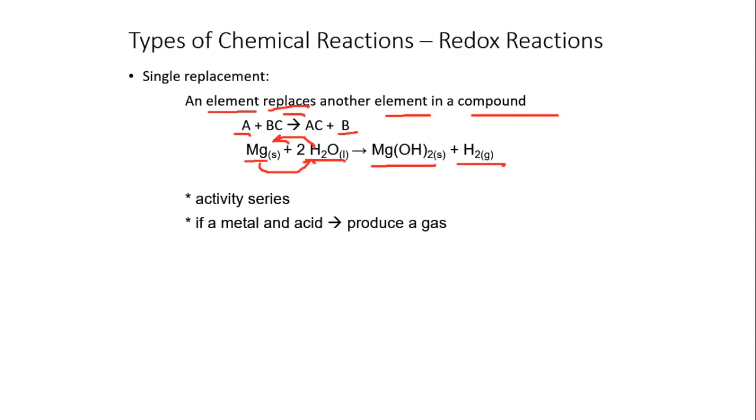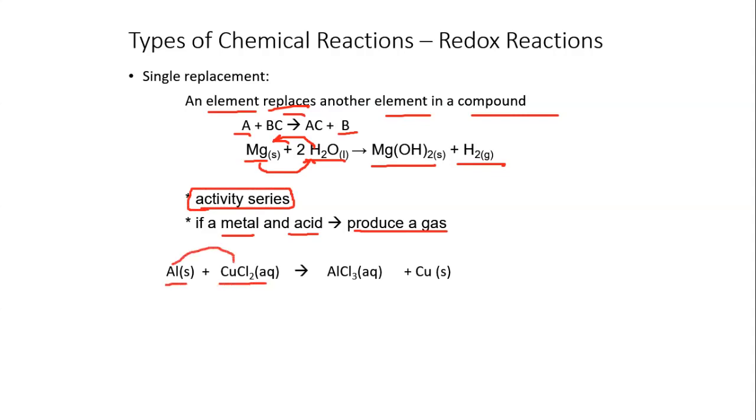Again, like I showed you earlier, when you have a metal and an acid, typically this is going to produce a gas, and it's usually hydrogen gas. Now, the way we know that a metal will replace another metal is based on the activity series. This tells you which elements are more active than others. So for example, if we take aluminum and put it in a solution of copper chloride, aluminum displaces the copper, and we form aluminum chloride and copper solid. Again, aluminum is more active, so it wants to be in a compound, and copper is less active, it wants to be an element.